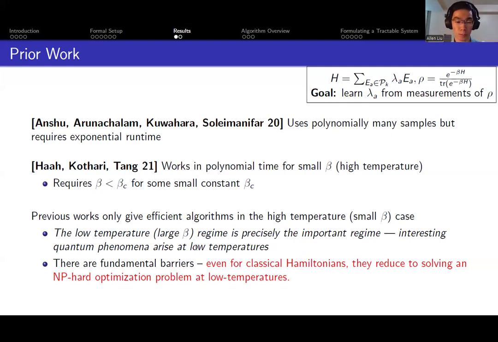of Hamiltonian learning, because we really want to study Hamiltonian learning at low temperatures, precisely the regime where interesting quantum phenomena arise. Now, in these previous works, there are actually very fundamental barriers why they get stuck at high temperatures and why they do not work at low temperatures. So these barriers are that actually, even if we try to run their approach, even restricted to classical Hamiltonians, at low temperatures, then they reduce to solving an NP-hard optimization problem. So we know that even classically, what they're doing cannot possibly work because they're reducing to some NP-hard optimization problem.